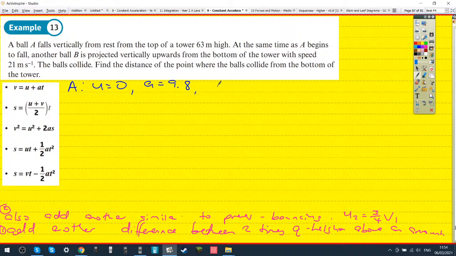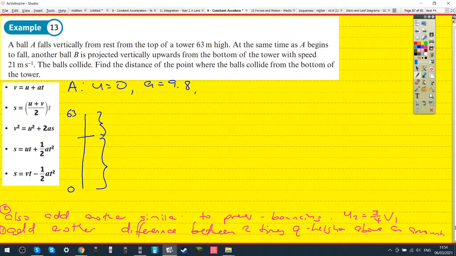Let me see, a ball, so it's kind of weird though. The distance, this is weird. So let's say this is 63, and let's say they collide here. If they collide here, oh, how would we phrase this?